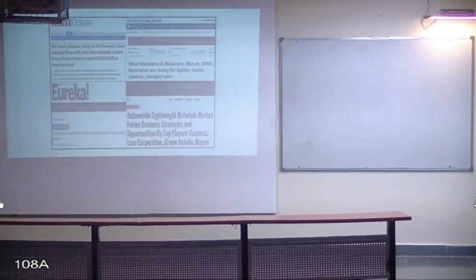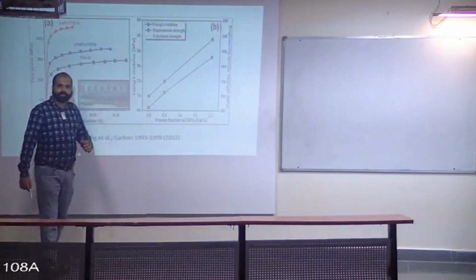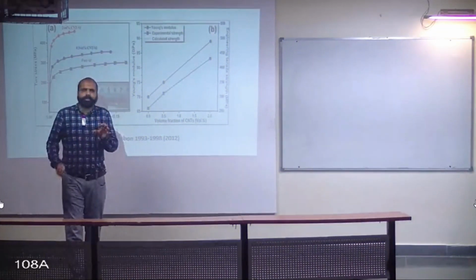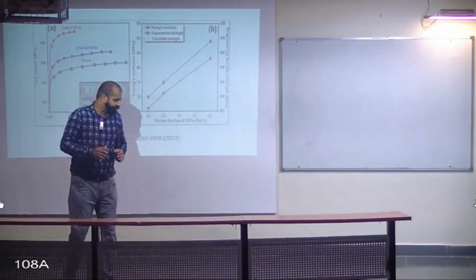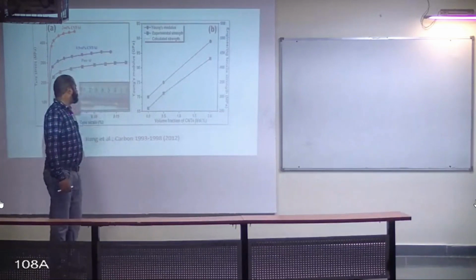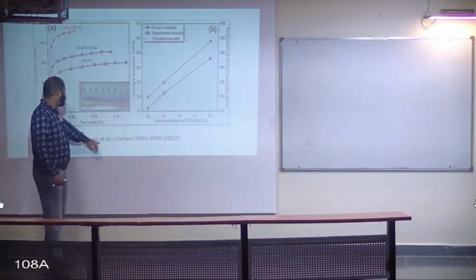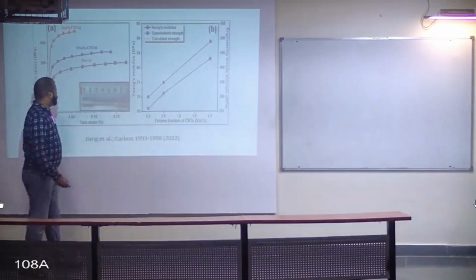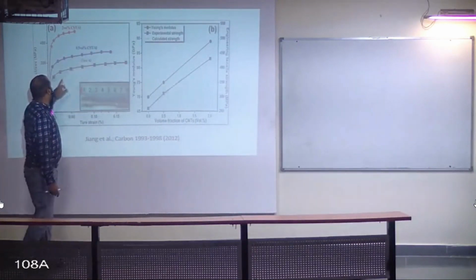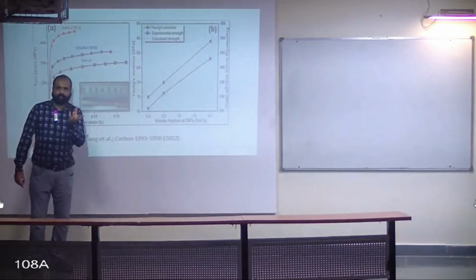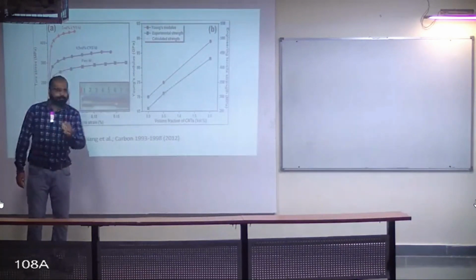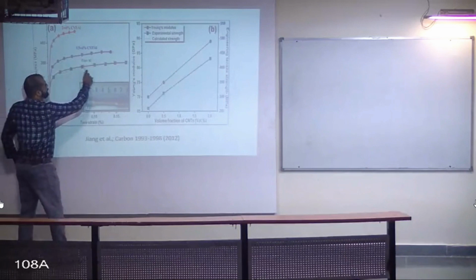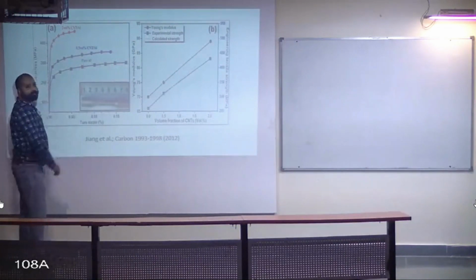Now coming to next. Why I have given this example? Because whenever I teach you, I try to make you a little bit familiar with research papers. So this is one of the research papers that was published by Jiang, in a very reputed journal called Carbon. You can see that when we are using pure aluminum, then this is the nature of my stress strain curve.